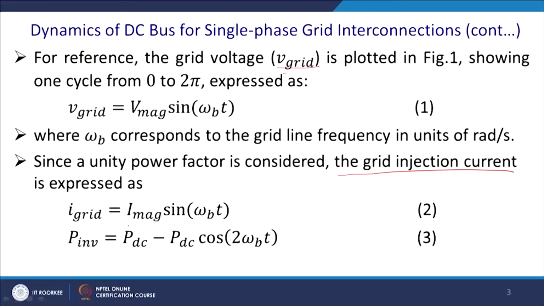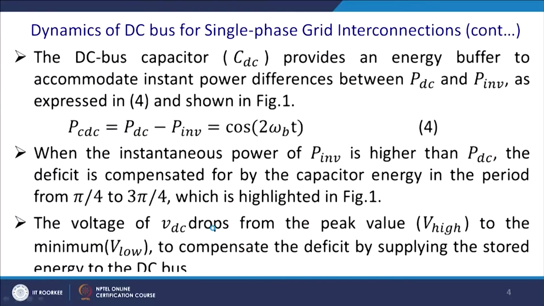So, I grid equal to I max sin omega t, and P inverter equals PDC minus PDC cos of double frequency oscillations, which we have seen there. Instead, there will be a DC value with an oscillatory value above it, because if you multiply essentially sin omega t by sin omega t, you get sin square omega t, which you can split as 1 minus cos 2 omega t by 2.